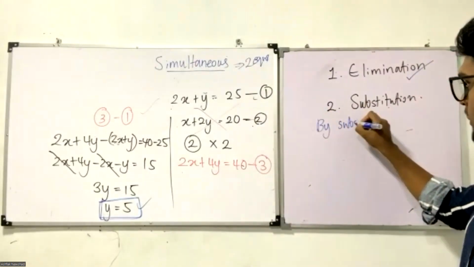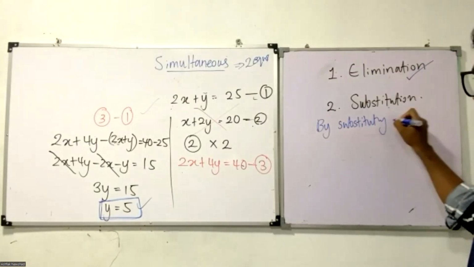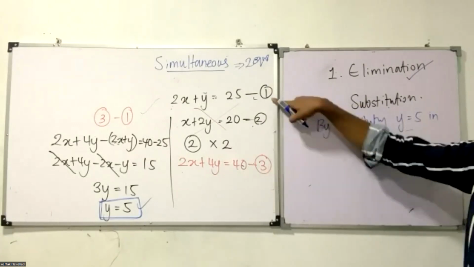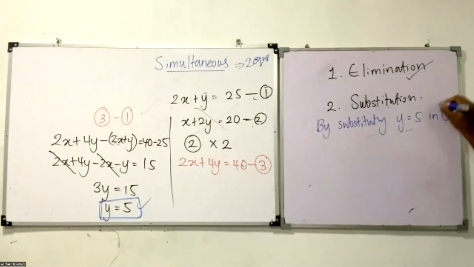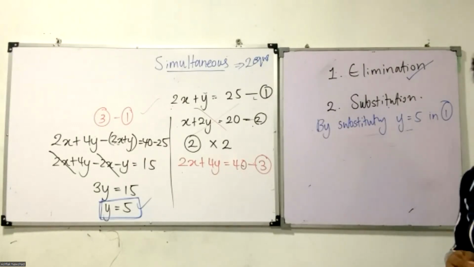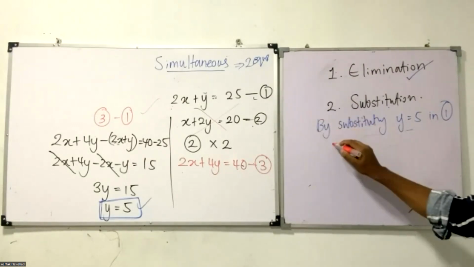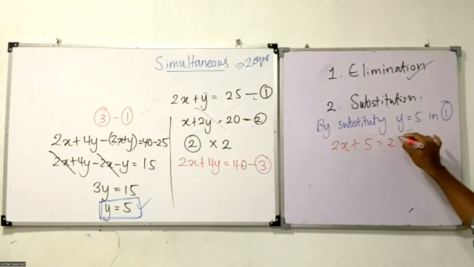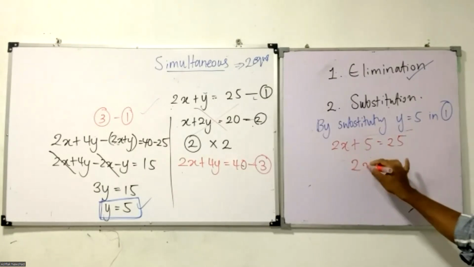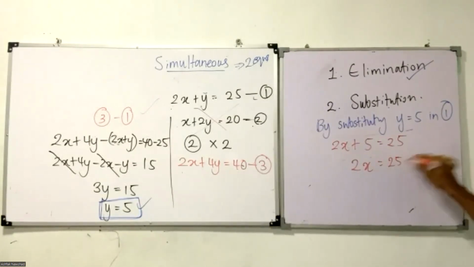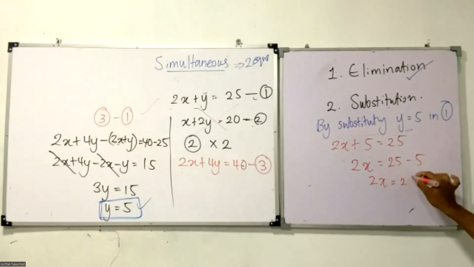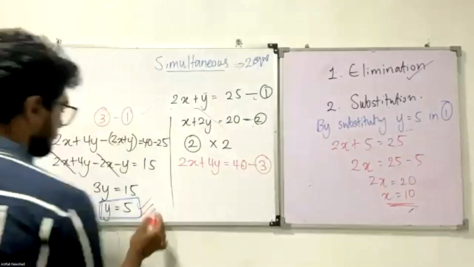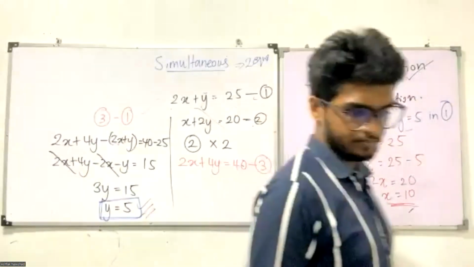Let's write by substituting y is equal to 5 in, you can choose any of these. I'm going to choose the first one. I'm going to substitute 2x plus, what is y? Y is 5, is 25. So 2x is 25 minus 5, that's 20. 2x is 20, so x is 10. Value of x is 10 and the value of y is 5. Are these clear?